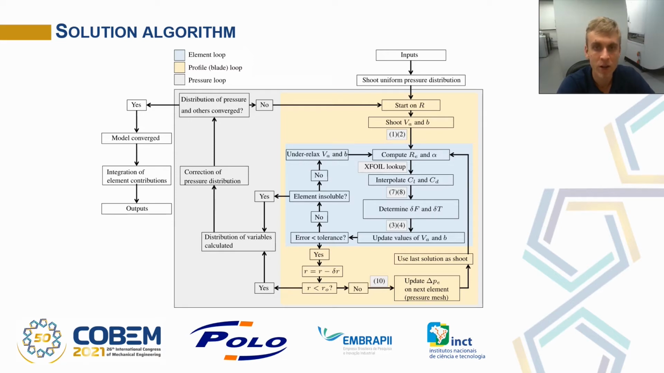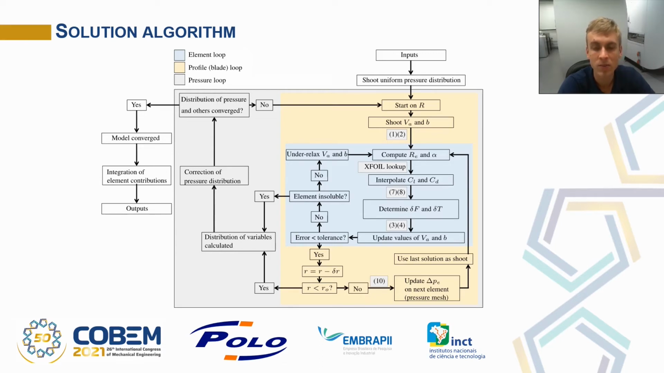Initially, a uniform pressure distribution is assumed. The algorithm starts solving the most external element, since its solution is more easily obtained. The model follows the element loop, where the equations shown before as well as the X-foil maps are evaluated until convergence is achieved. The process is repeated until all the elements are solved or an element is found to be unsolvable. Then the pressure distribution is corrected to respect the global pressure difference imposed in the wind tunnel.